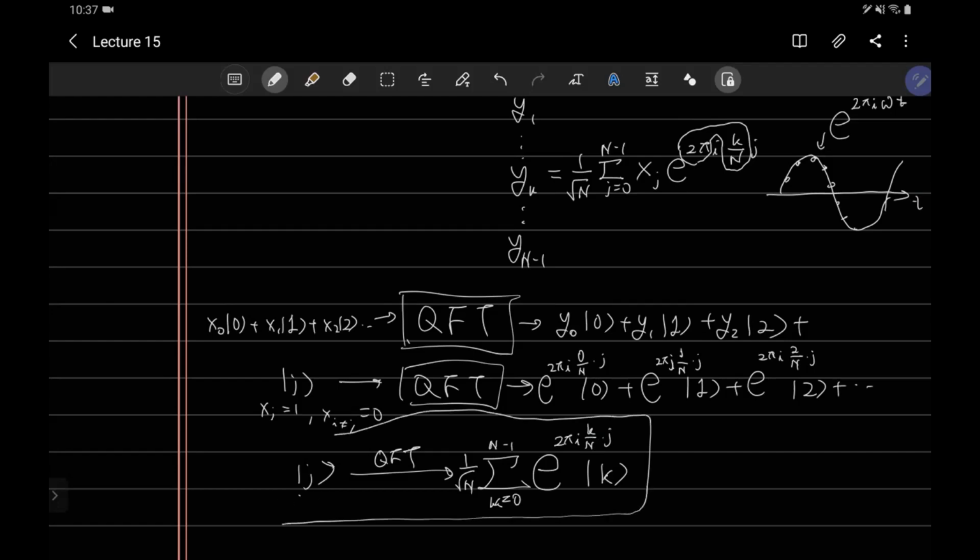So what does that QFT circuit do? When this j vector, this computational basis state, is given, it will produce some new vector looking like this one. So let's see how we can create this kind of circuit.